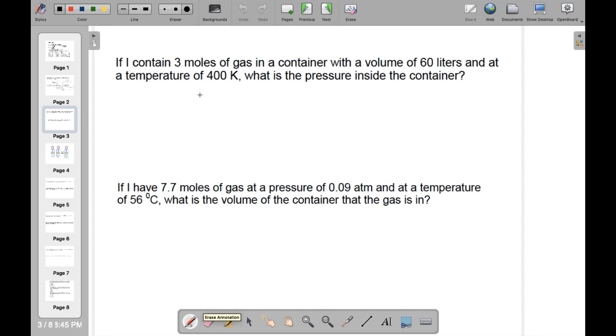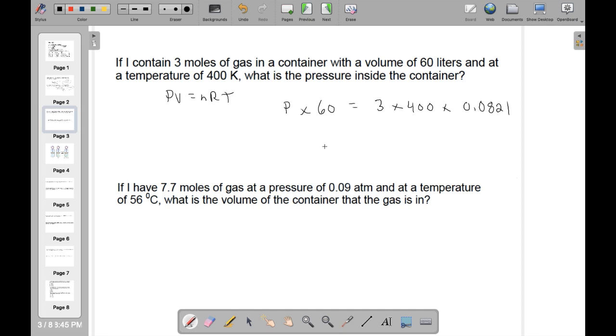If I contain 3 moles of gas, so I got pressure times volume equals nRT. 3 moles of gas in a container with a volume of 60 liters and at a temperature of 400 Kelvin. So temperature is 400 Kelvin. What is the pressure? I don't know this pressure. Yet again, I'm going to use 0.0821. I'm not putting all the units in right now.